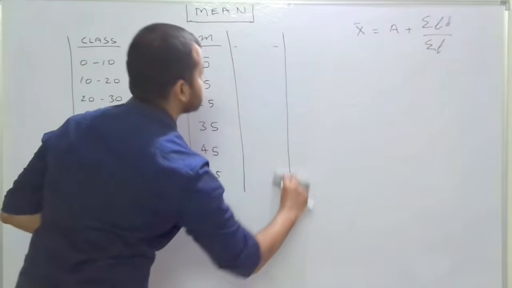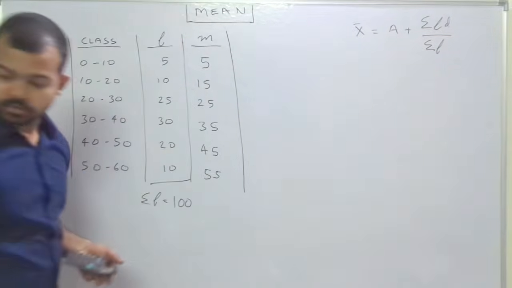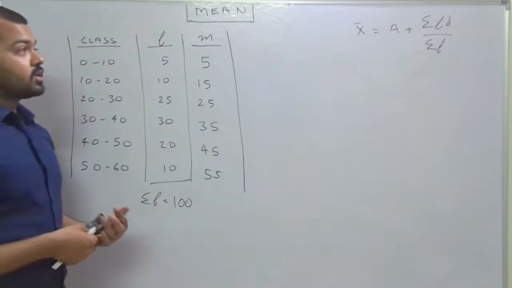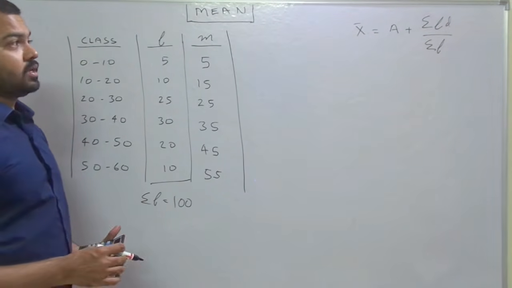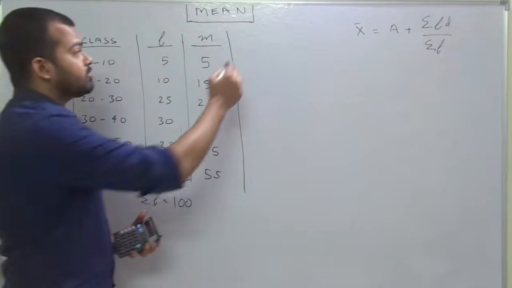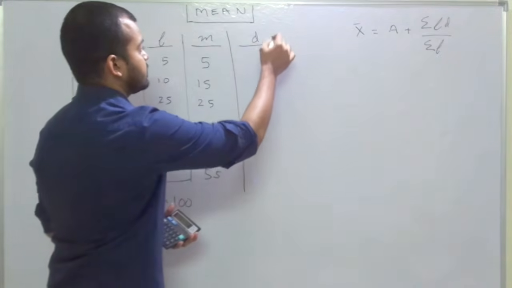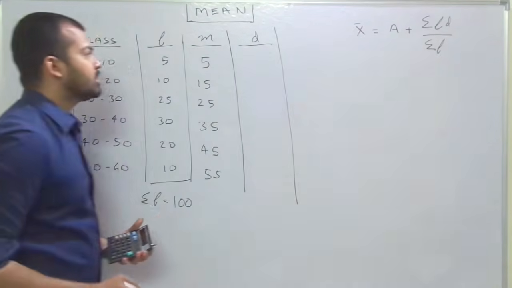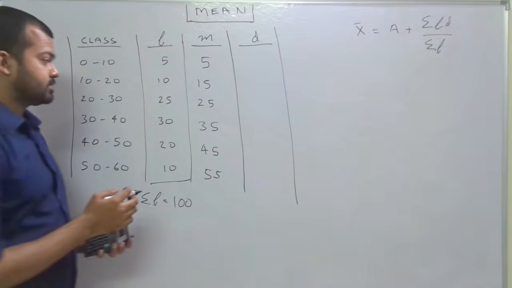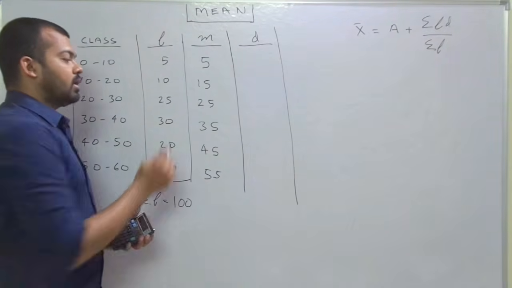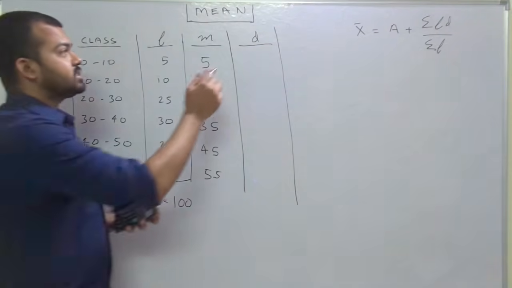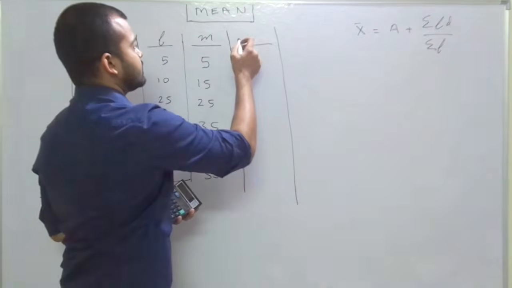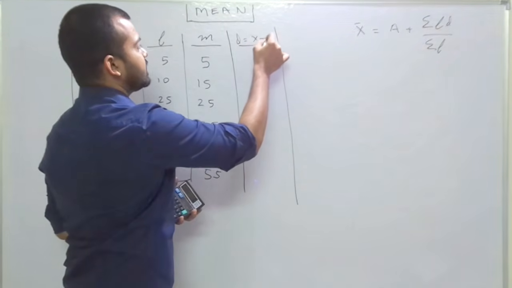Now the requirement of the formula is FD. First of all, we have to calculate deviations. In order to calculate deviation, we need to assume one figure. We need to assume a mean, or assumed mean, that is known as A. Here D means x minus A. Here D is equal to x minus A.